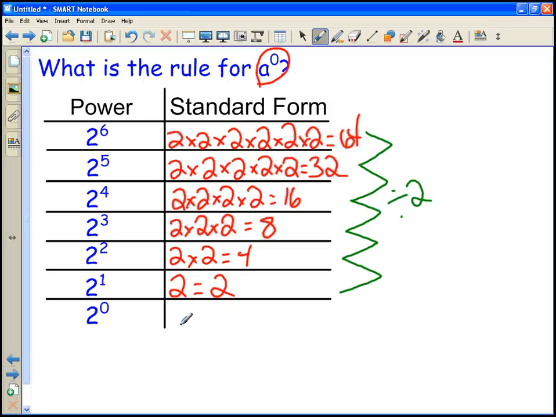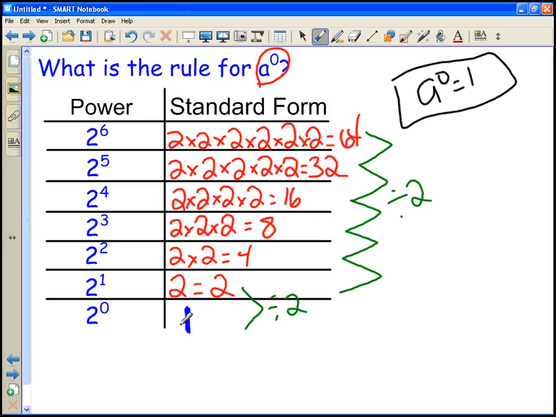So now, if we divide 2 by 2, we find out that 2 to the power 0 is 1. So now what we see is that a to the power 0 equals 1 for any value of a except 0. A can't be 0.